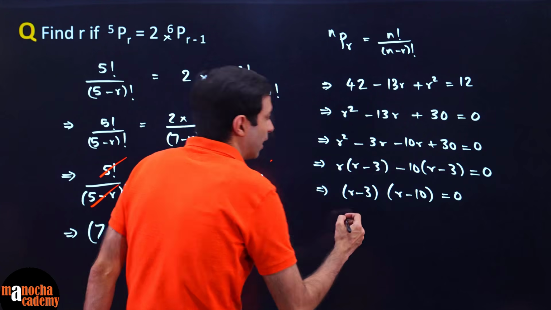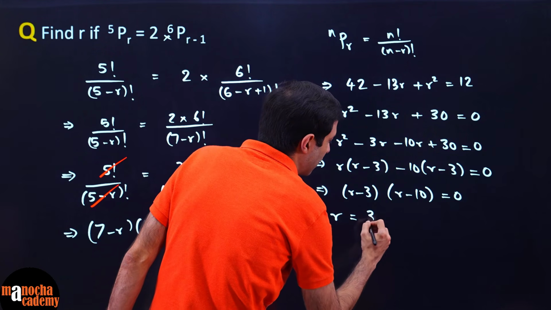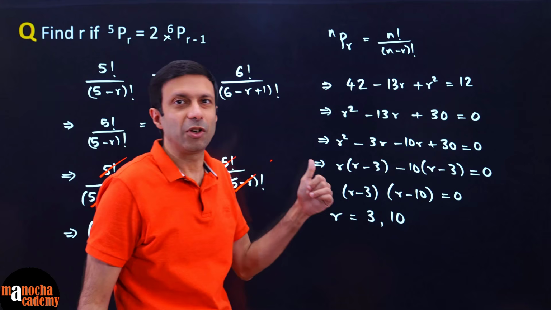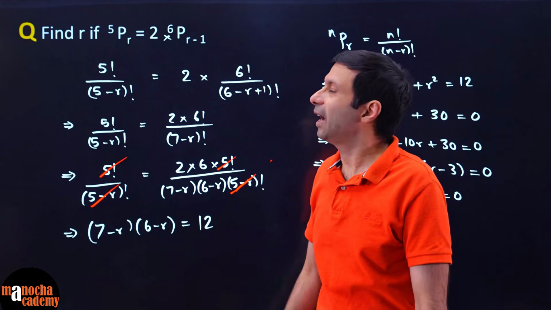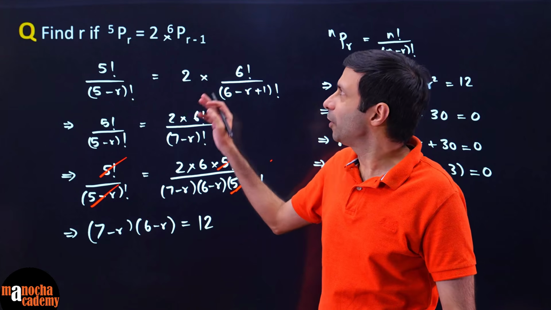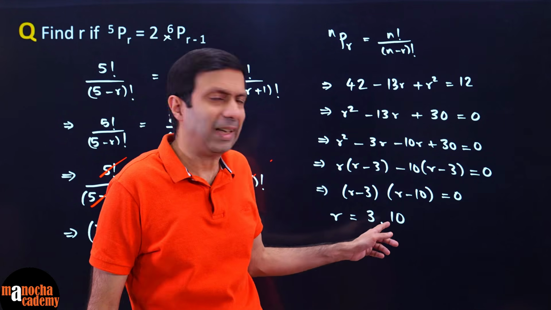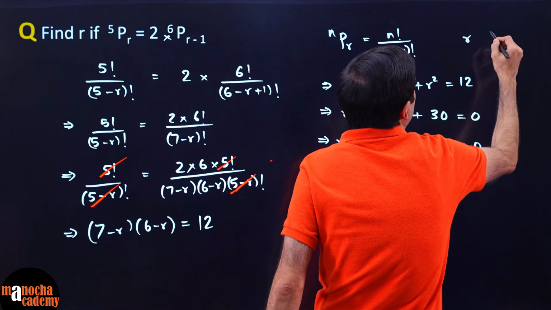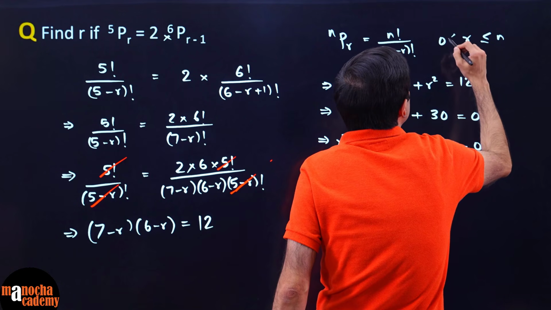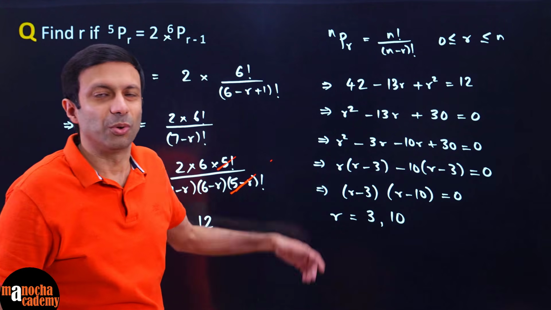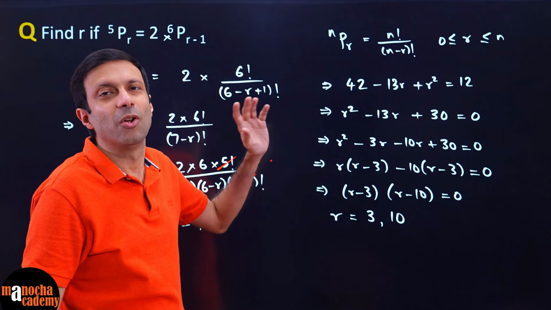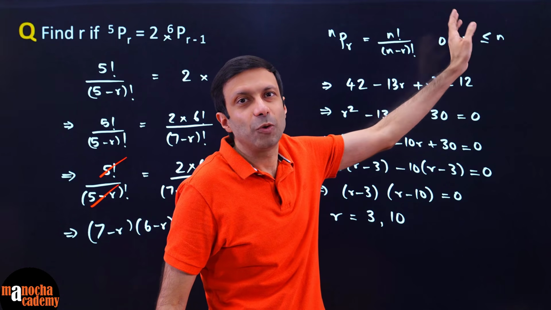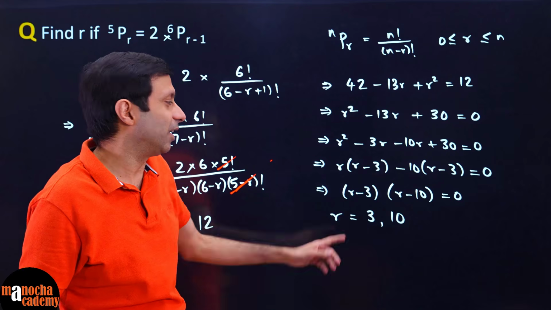So what is the solution? Either r is equal to 3 or r is equal to 10. Are both these answers possible? Look at what is given to us. So if you put r as 3 or 10, will it be possible? Will 5P10 make sense? No, because remember in the nPr formula, r can take on values from 0 to n. 0 is the special case, so you can take it as equal to or greater than over there, whatever is given in your books, because 0 means you're taking nothing. But here basically r should be less than or equal to n.